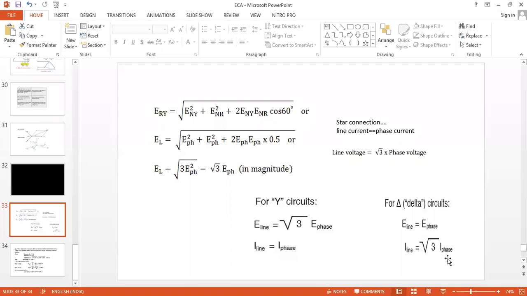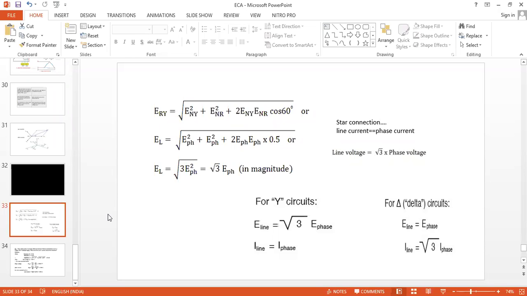I hope everyone is understanding. So for star, wherever you put the voltage, replace it by the current. This is a short method. So line current equals root 3 times phase current, and line voltage equals phase voltage. Where do we see the delta connection? We see it inside the induction motor. The connection is nothing but delta.